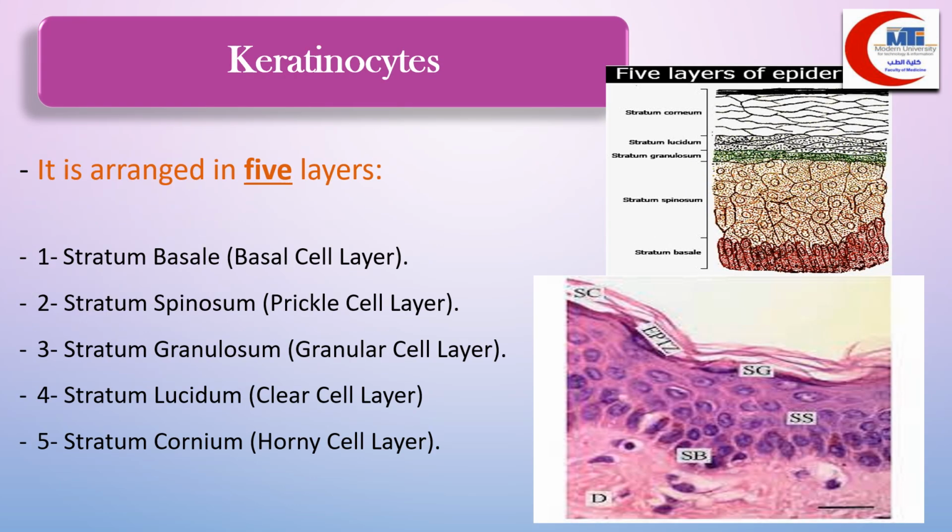Keratinocytes are arranged in 5 layers, which are the 5 layers of the epidermis: stratum basale, the basal layer; stratum spinosum, also called the prickle cell layer; stratum granulosum or granular cell layer; stratum lucidum, the clear cell layer; and finally stratum corneum or horny cell layer.